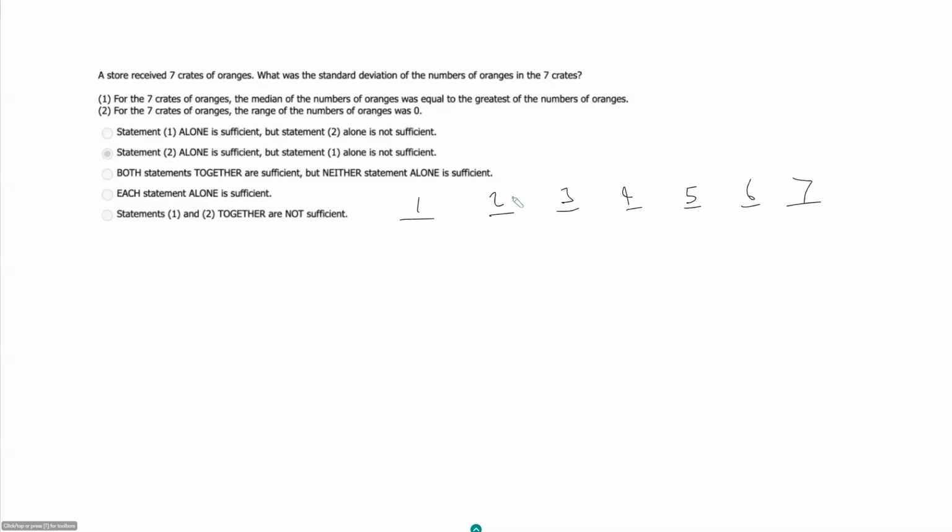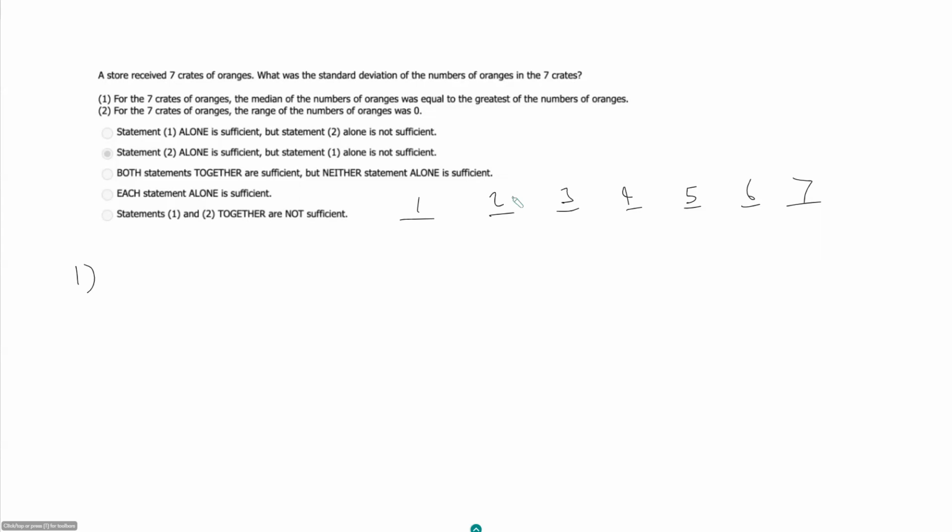So I'm not saying I know that that's going to be the answer necessarily, but I am on high alert for that possibility, especially when I look at the statements and it doesn't seem like they give us that many numbers. There are way more words here than there are numbers. So with that in mind, statement 1 says, for the 7 crates of oranges, the median of the numbers of oranges was equal to the greatest of the numbers of oranges.